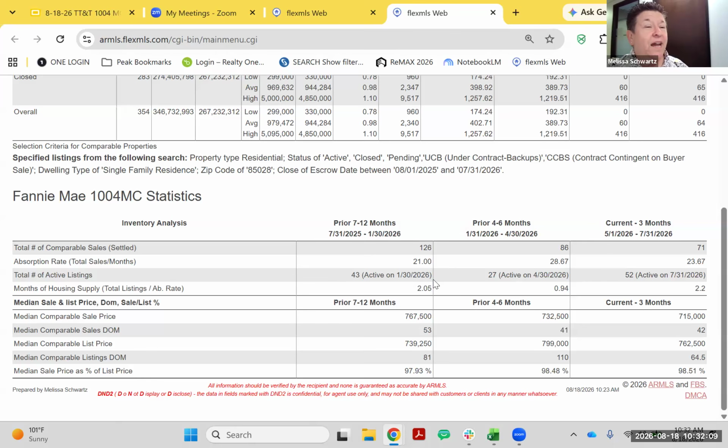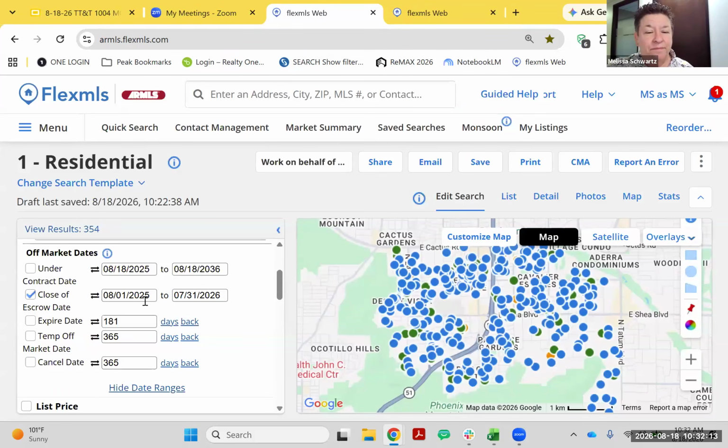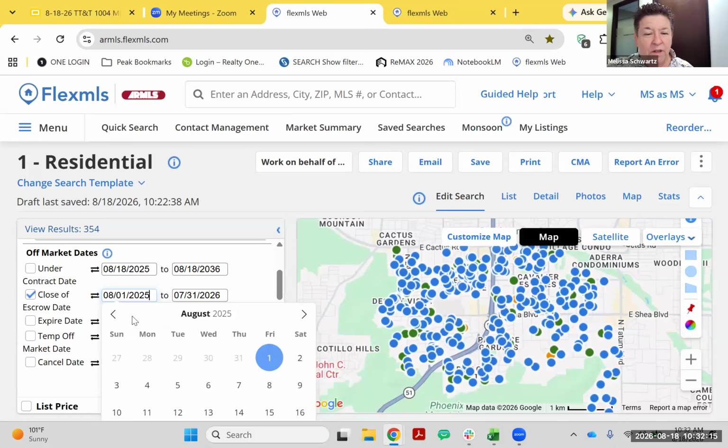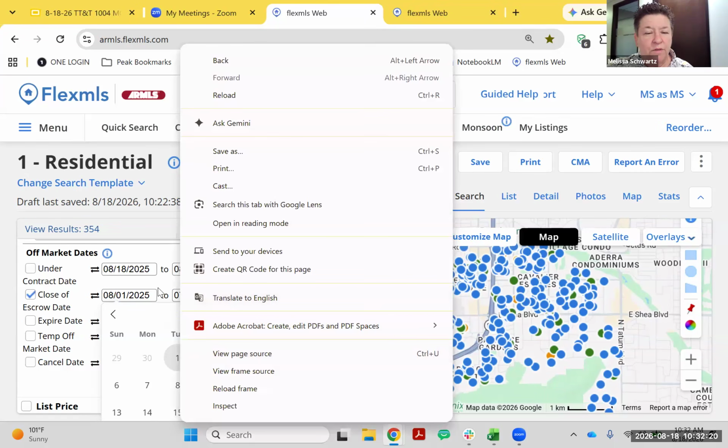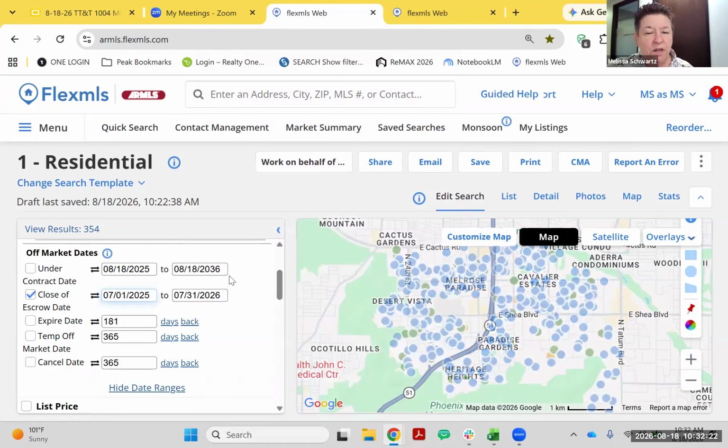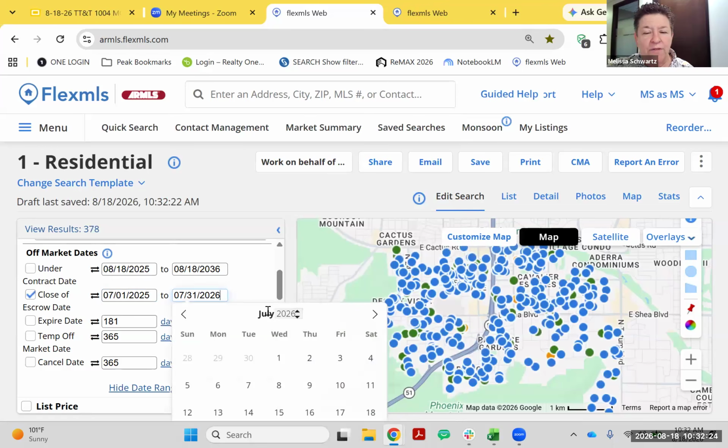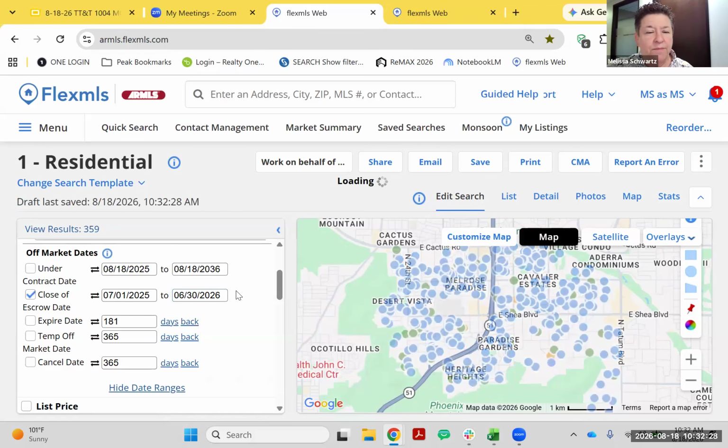I do have a question. Yeah. Can we go back and change it to June so we can fold in December, just to see how it changes? Yeah, sure. So we're going to go from July 1 of 25 to June 30th, right? Yeah.